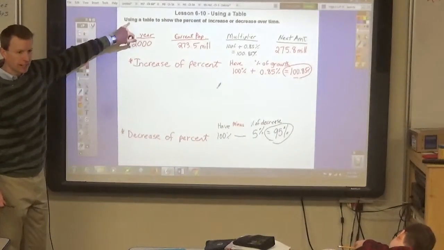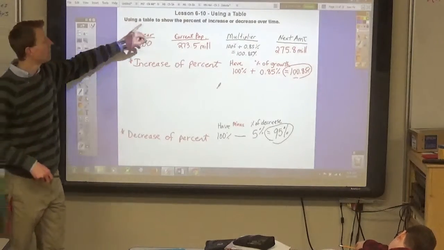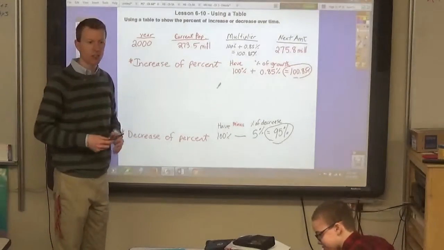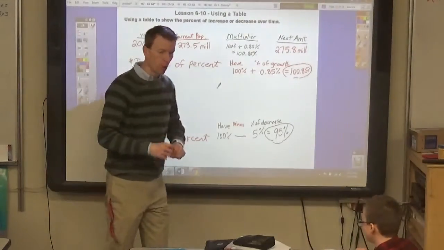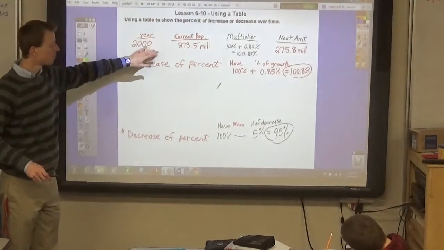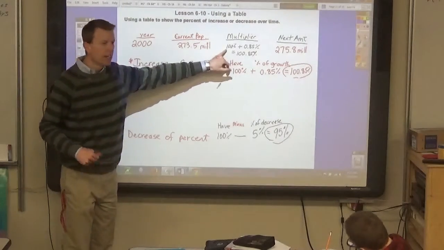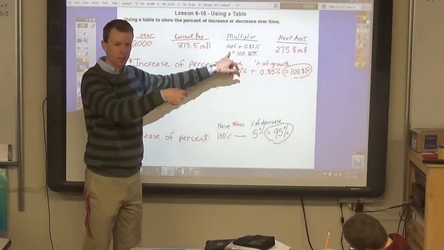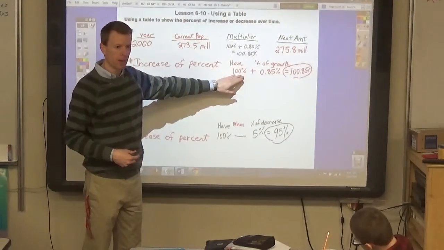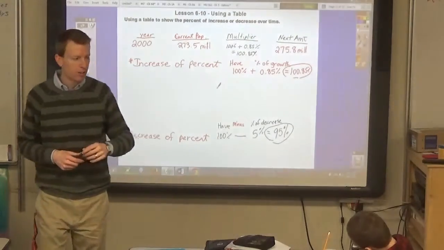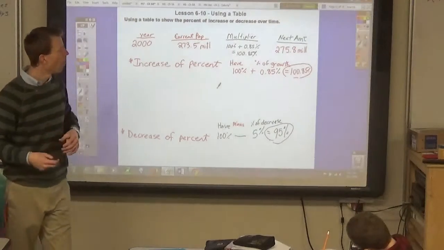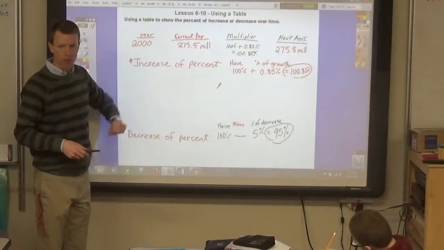We're going to be talking about making a table of numbers, using the table to show a percent increase or a percent decrease a number of times, more than once. So we're starting with an amount, and that amount is either going to be increasing by a little bit each year, called growth, or decreasing by a little bit each time or each year, called decay. Growth and decay. All right? Or an increase or decrease over time.